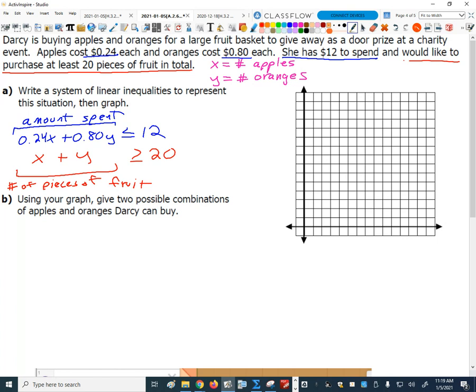Okay. All right, so we got our two inequalities. Then all we have to do is look for the intersection of those, right? Okay, let's do that. But let's use technology to do this.